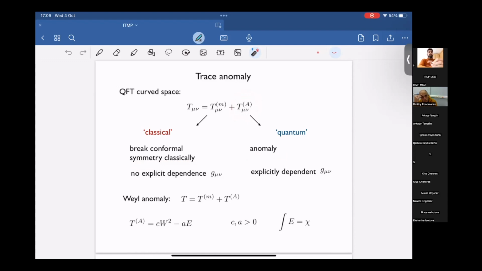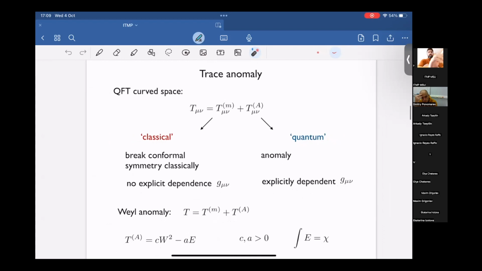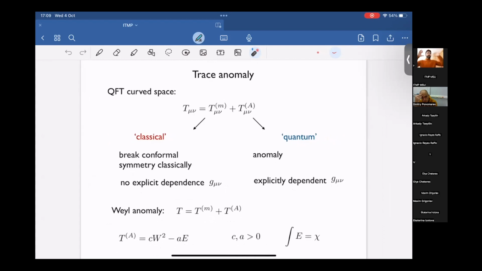Now, of course, there is no real separation between these 2 terms, because in reality, we should think that the full stress tensor is just some expectation value of some properly normal ordered or renormalized stress tensor operator in quantum field theory. But we will see that in some cases, it's more convenient to absorb the state dependence into the so-called classical term.